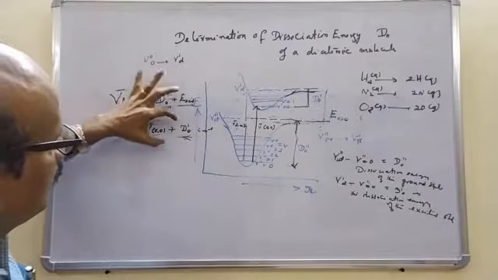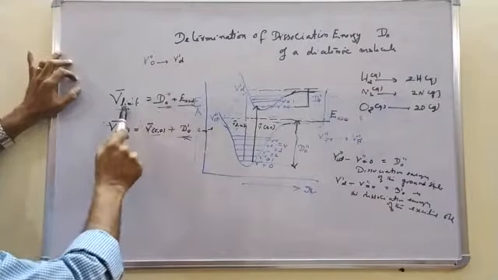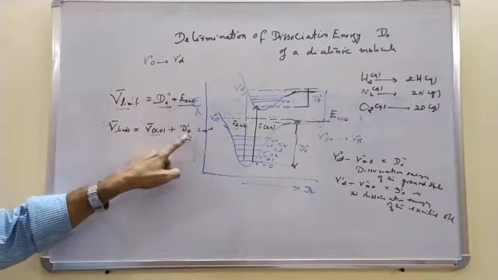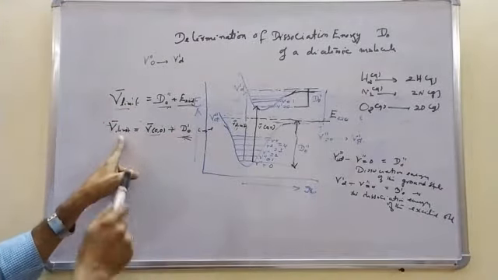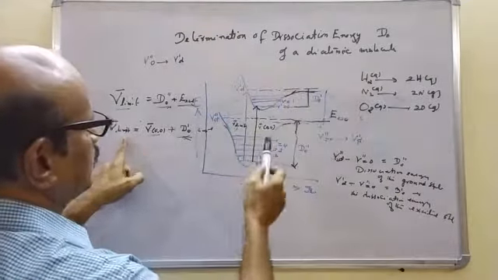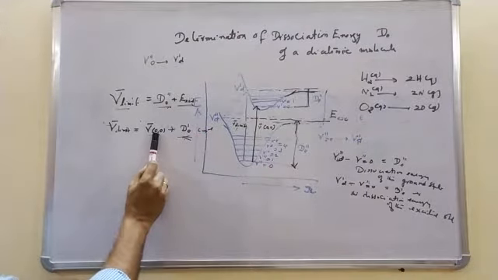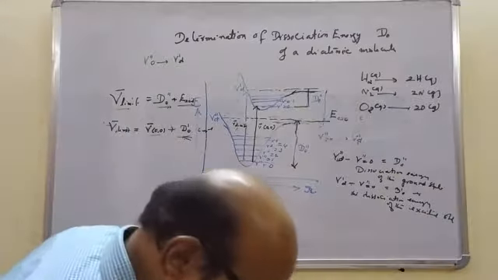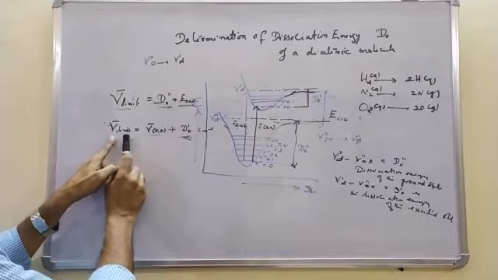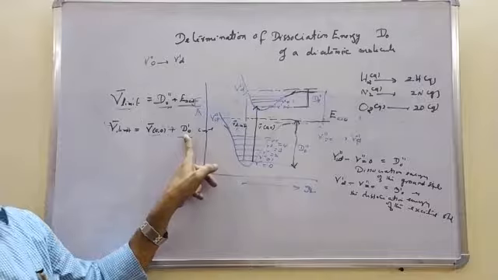This is atomic spectroscopy. This is electronic spectroscopy. The equation is ν̄ limit equals ν̄00 plus D′0. This is electronic spectroscopy, and this is the vibrational fine structure of the electronic spectroscopy. D′0 is the dissociation energy of the excited state molecule.